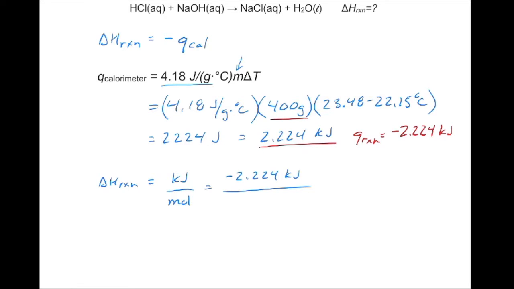So if we want to calculate moles, each of the reactants is 0.2 liters, and we know the concentration is 0.200 moles per liter. Liters cancel out, and then we end up with minus 55.6 kilojoules per mole.